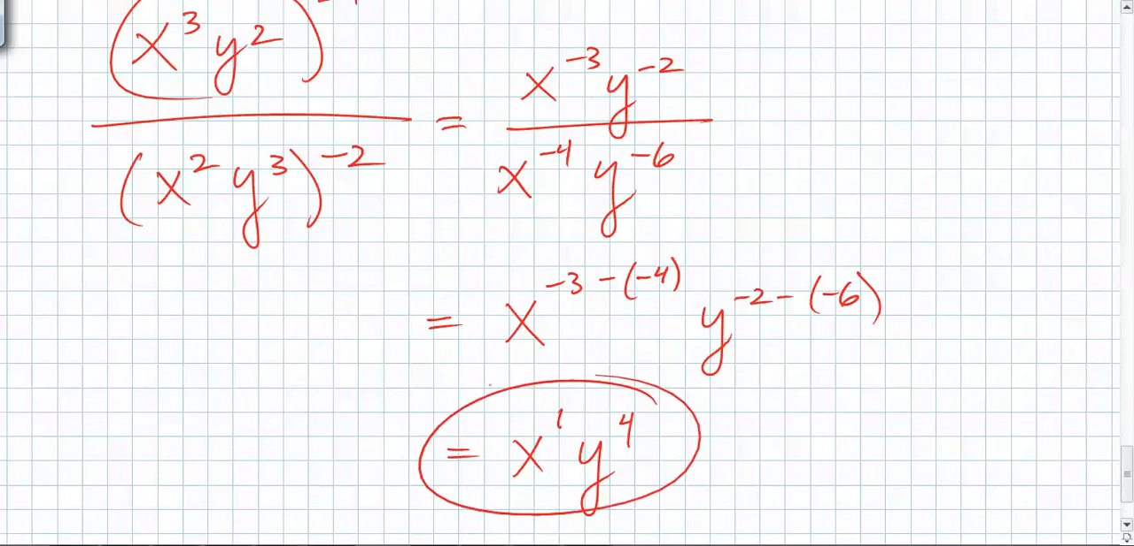You can leave x to the first. That's fine. I'm not going to ever mark it wrong if you say x to the first. So collect all your terms on the top, collect all your terms on the bottom, and then do the subtraction if you're dividing.